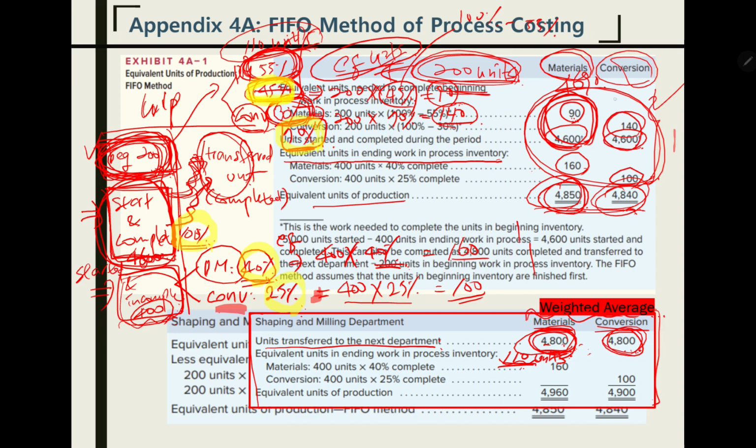Conversion cost as well. 4,800, but this is 4,740, right? So there is 60 units difference. This is the 30% that is completed during the prior period. This is the 60 units. They are excluded from the equivalent units under the FIFO method, but they are included in the equivalent units under the weighted average method. Okay.